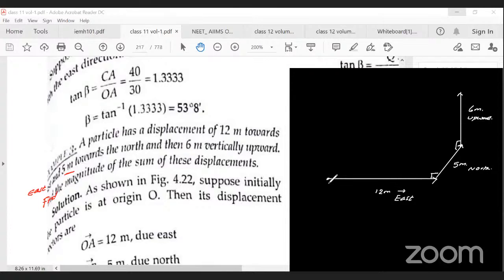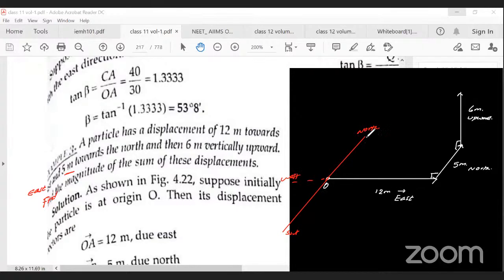Now I need to find the resultant from this initial point. I'll take the point as O, and I need to specify the directions. So this is your east, and parallel to the 5 meters, north will be parallel. Remember, this is your 5 meters. And the upward direction will be perpendicular to it. So for your easy convenience, this is your north direction, this is your south, this is your east, and this side is your west, on the plane.